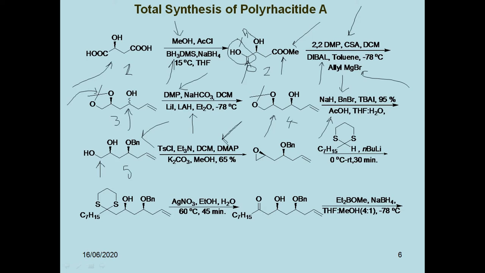Then you are treating with K2CO3 methanol. In K2CO3 methanol, this alcohol is converted into the alkoxide ion, and this O-tosyl will leave. Here you are getting epoxide 6.